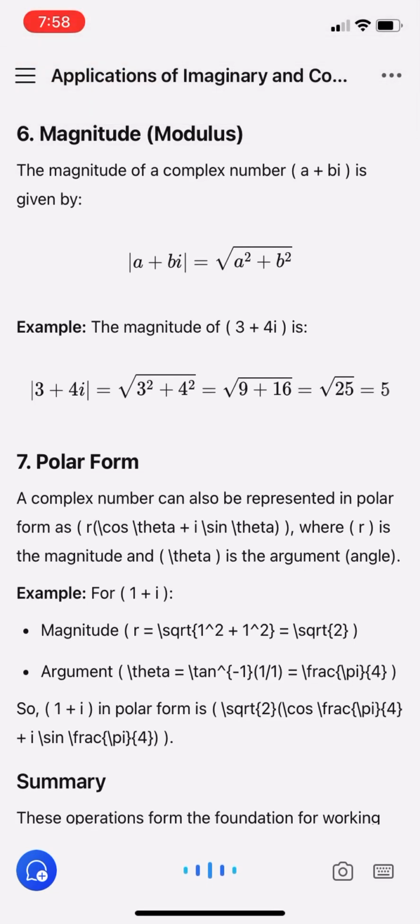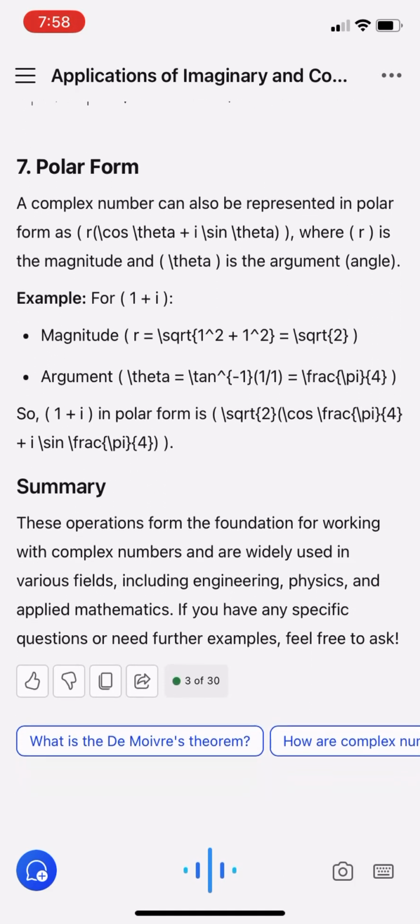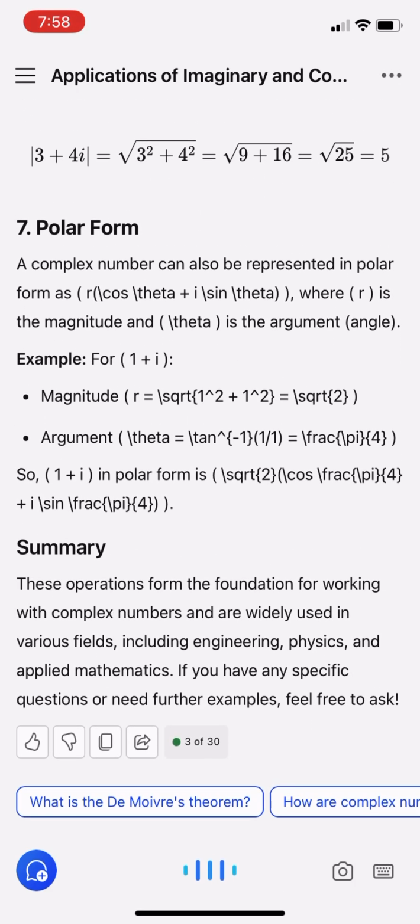Polar form. A complex number can also be represented in polar form as r(cos \theta + i sin \theta), where r is the magnitude and \theta is the argument (angle). Example. For 1 plus i, magnitude r equals the square root of 1 squared plus 1 squared, equals the square root of 2.